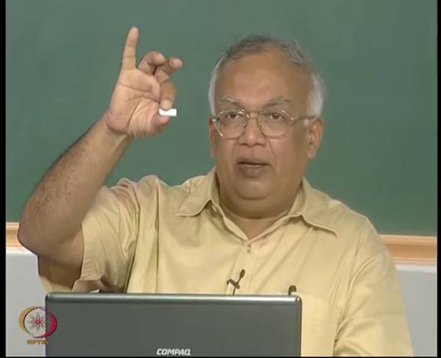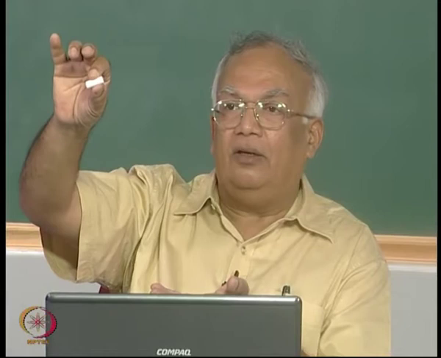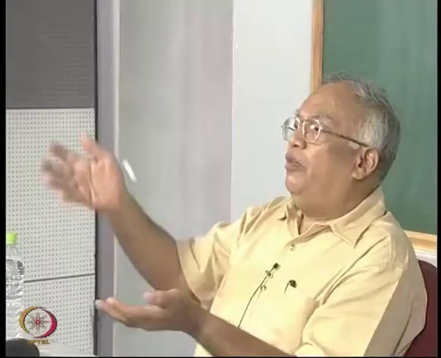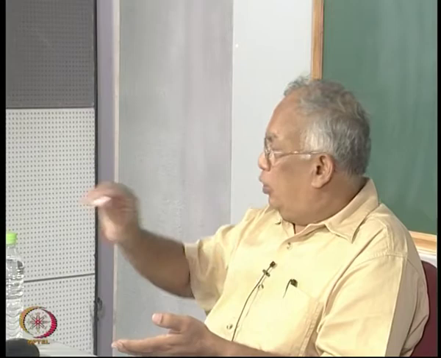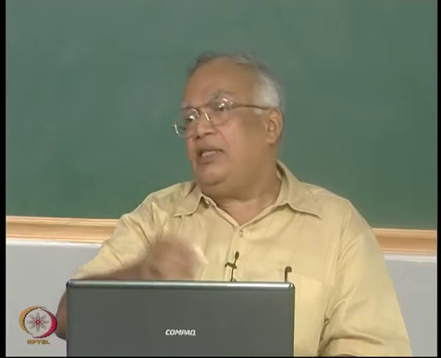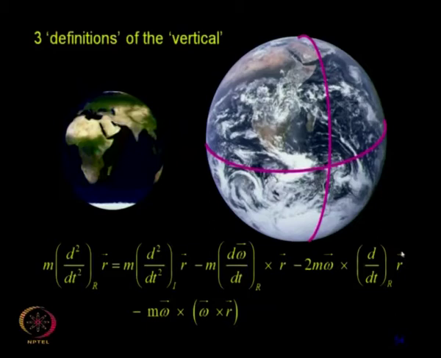Okay. But when I let go, when I let the chalk fall or throw it any which way, this way, that way, slowly, or I throw it hard, the moment it has got a velocity, it has got this term which is d by dt in the rotating frame of the position vector of this object, and I must consider this term.